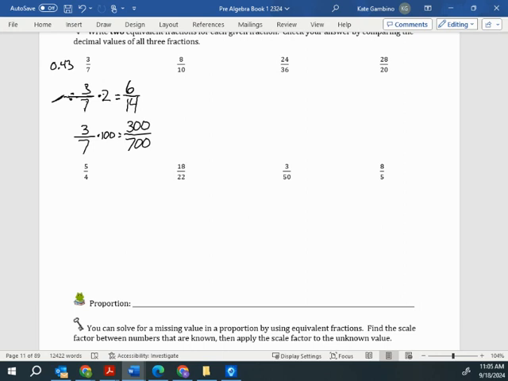So if we have 6 divided by 14, what should we get for our decimal, Hadley? 0.43. Now let's do 300 divided by 700. What do we get for our decimal? Hadley? 0.43. All 3 of them are the exact same decimal. They are the same value. So that's our way to check, did I multiply correctly?